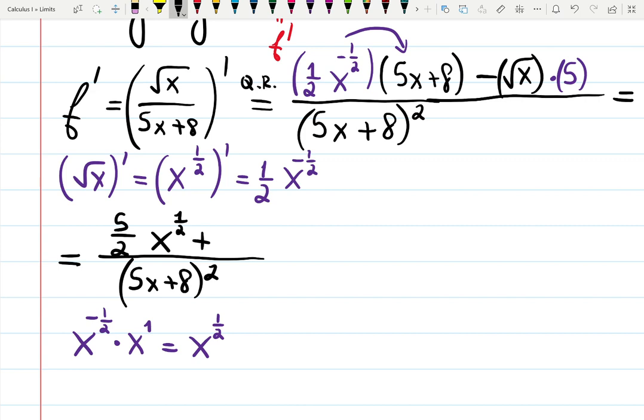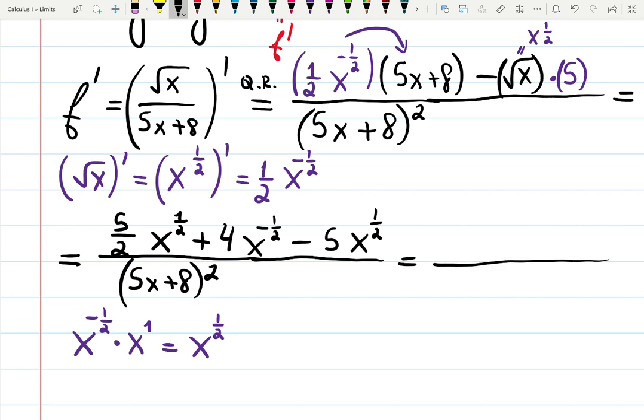Now, plus 8 times 1/2 is 4x to the negative 1/2. Minus 5 square root of x, which is x to the 1/2. You don't have to write it down like this, but then it will be easier to factor out. Now, see what you can factor out. I would factor out, I guess, x to the minus 1/2 and put it in the denominator. So that will give me a square root of x in the denominator. So I will have (5x plus 8) squared.